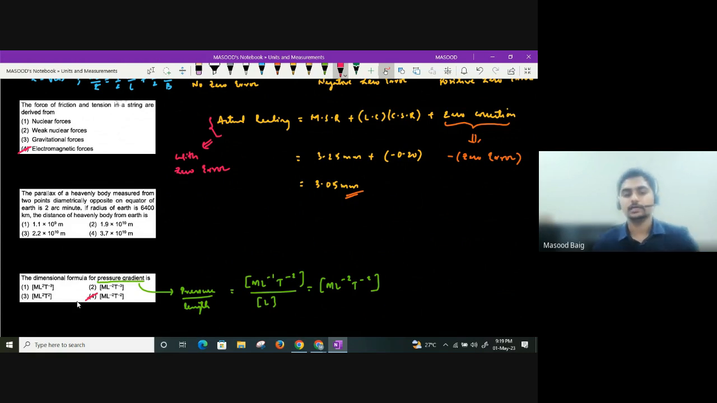Whenever a term like gradient comes, velocity gradient, displacement gradient, force gradient, pressure gradient, they are nothing but per unit length, guys.